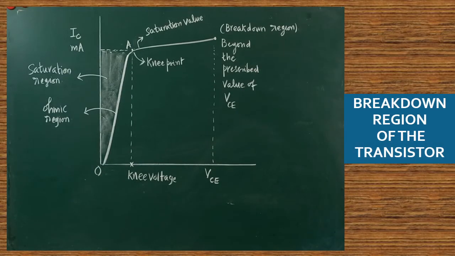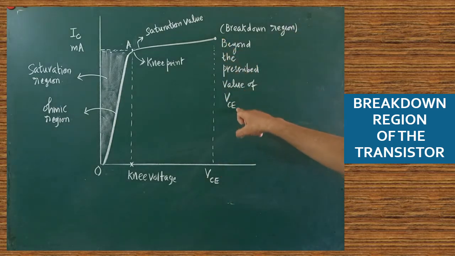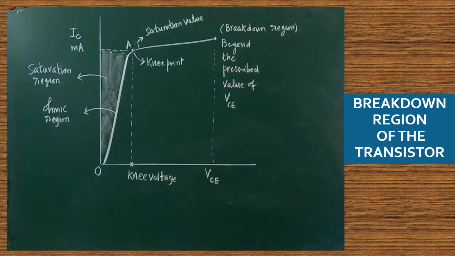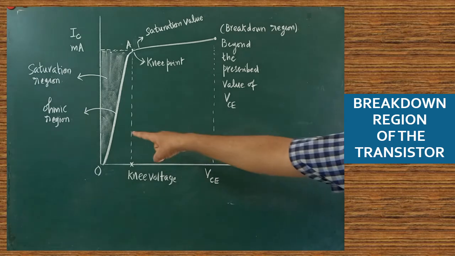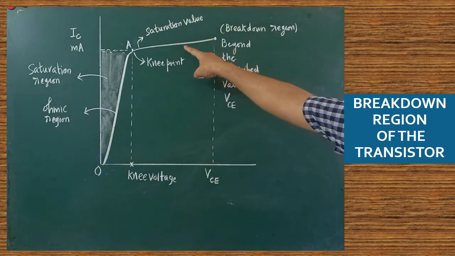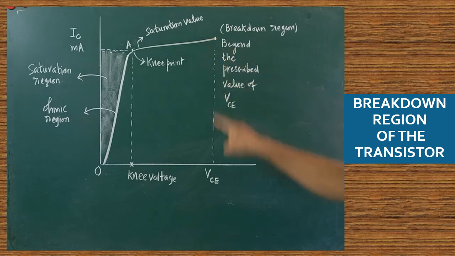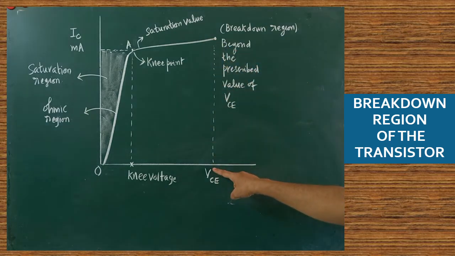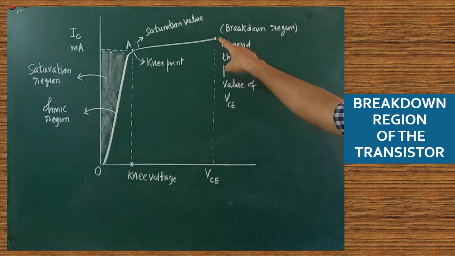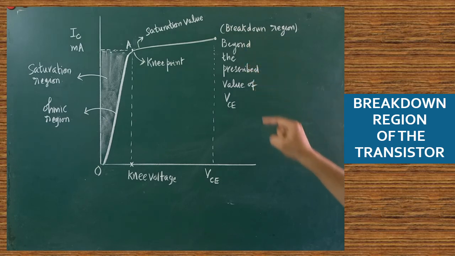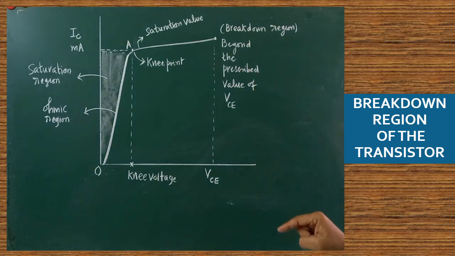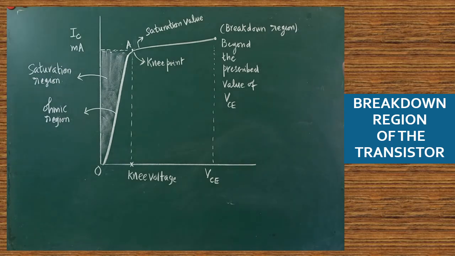Now we are going to learn the next region, called the breakdown region. Breakdown region means, if you increase the value of VCE beyond the prescribed value, the transistor will get damaged. When VCE is increased, IC also correspondingly increases, and finally it attains a constant value. Let us imagine this is the prescribed value of VCE by the manufacturer. If you increase VCE greater than the prescribed value, the collector current starts increasing. That will damage the junction of the transistor, and finally avalanche breakdown will happen.